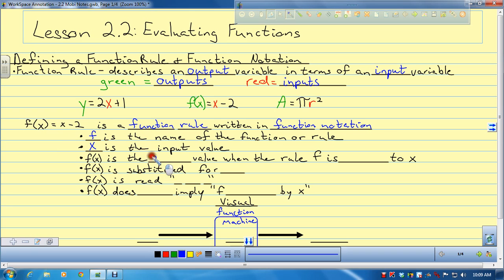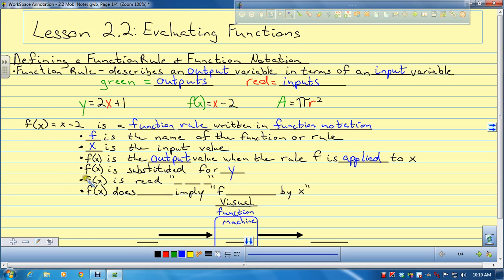F of x is in fact the output value when the rule f is applied to that input x. So this all agrees here. You'll notice, remember, this function rule was an output value in terms of an input value. You look down here, f of x is the output value when the rule f is applied to that input. So that's what that means, in terms of this input value down here. Now as we write it, we're used to seeing a y over here in slope-intercept form. So this f of x has simply been substituted in for y, which was typically referred to as our output.